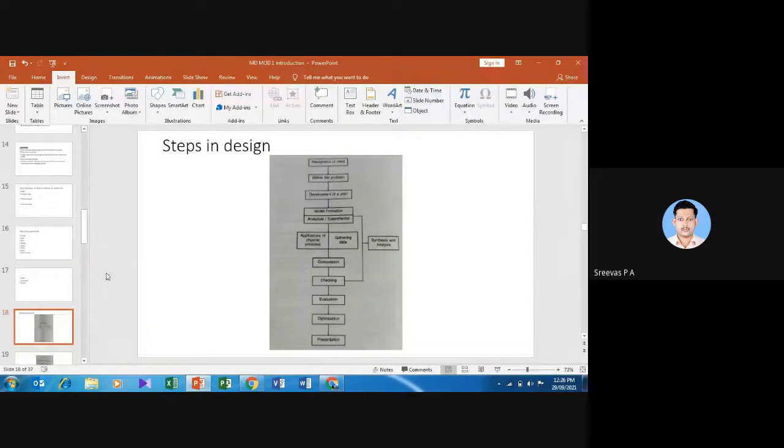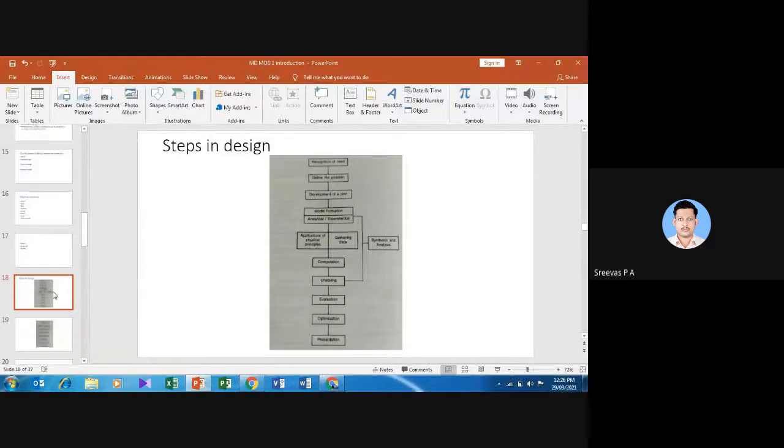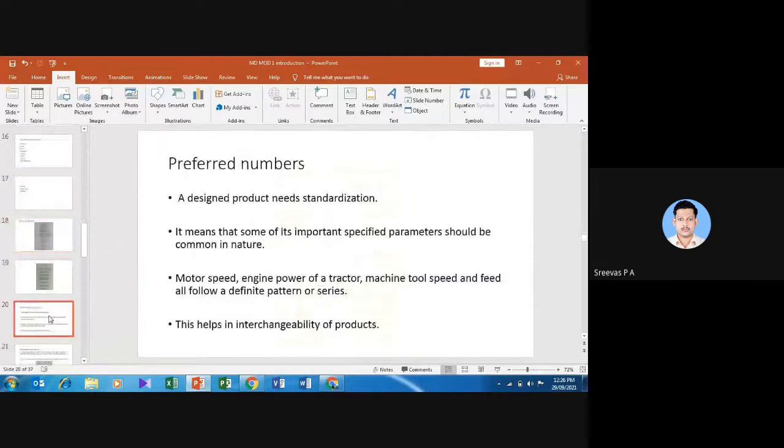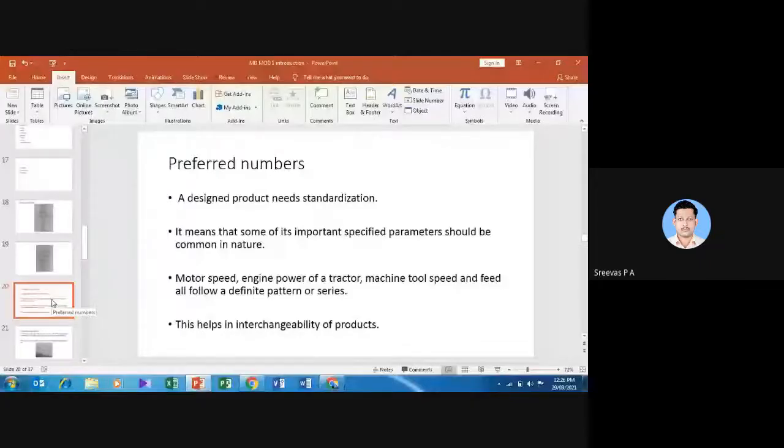Then we have the other 2 parts also, preferred numbers and standards and codes. So today we are going to study preferred numbers. Okay. Have you heard about preferred numbers? Okay, you have heard, no problem. We can study now.